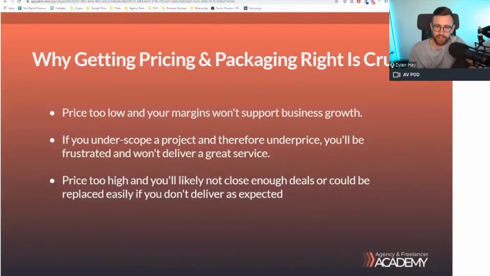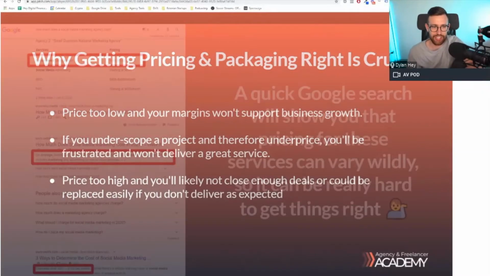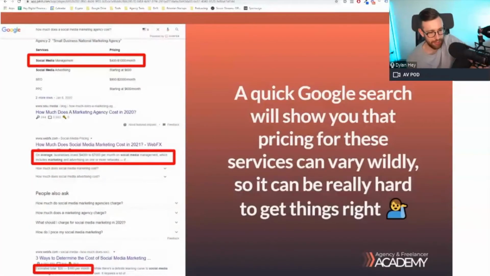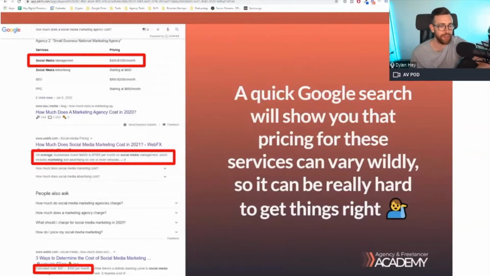Now, if you do a quick Google search, I literally took this screenshot about 20 minutes before we did this webinar because I wanted to add it in. I just went in and searched, how much does a social media marketing agency cost? And hopefully you can see this. What I highlighted in the red boxes is that on the first 4 results on Google, one said $400 to $1,000 a month. The other result said $4,000 to $7,000 per month for social media management. And then the third one said estimated total cost $20 to $100 a month.